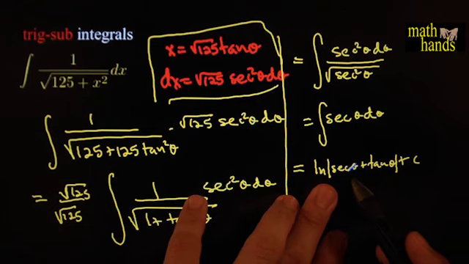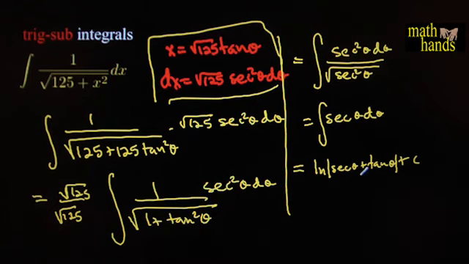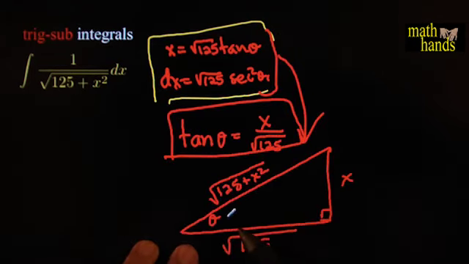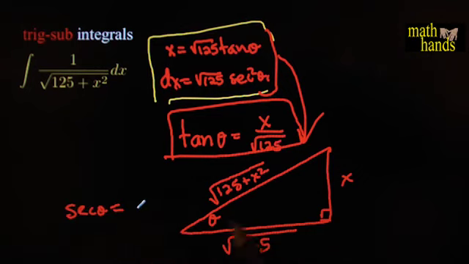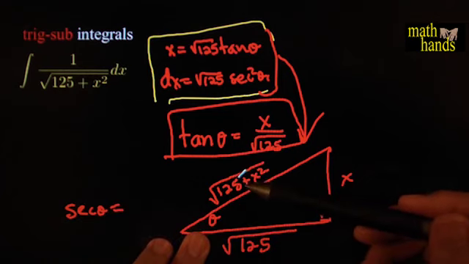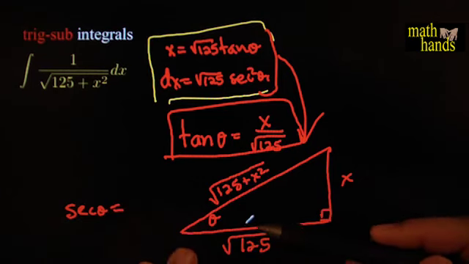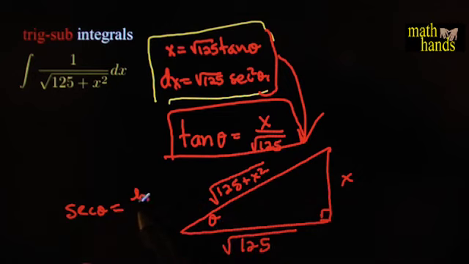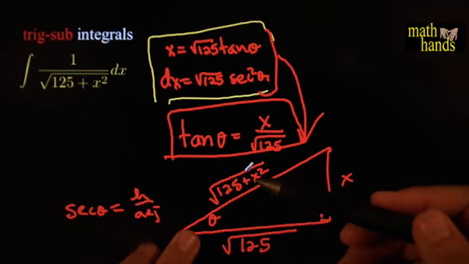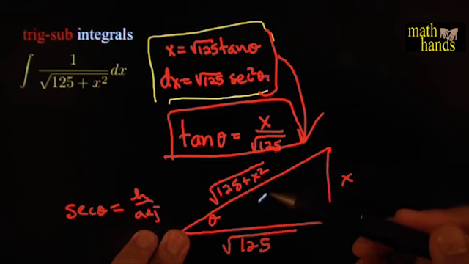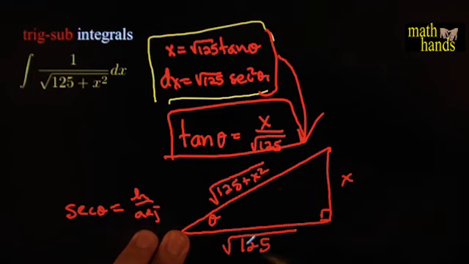Now I got to figure out what's secant theta and what's tangent theta. I look at the dictionary. What's secant theta? Secant theta is a ratio. A ratio is the opposite of the cosine, so it'd be hypotenuse over the adjacent, right? Hypotenuse over adjacent. And I'm looking at the hypotenuse. It's the square root of 125 plus x squared over square root of 125. And the tangent would be opposite over adjacent. So that helps me translate this.